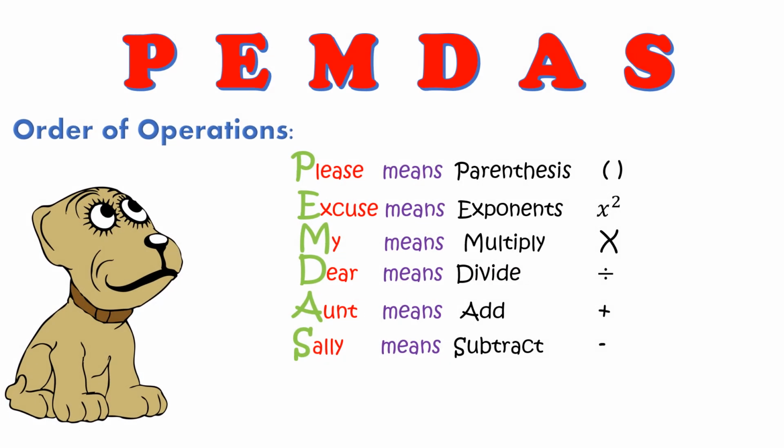Okay, let's look at the order of operations. Please Excuse My Dear Aunt Sally is a mnemonic used to memorize the order of operations in math problems. In other words, a mnemonic helps you to remember specific steps in a math equation. In the mnemonic, P stands for parentheses, E stands for exponents, M stands for multiply, D stands for divide, A stands for add, and S stands for subtract.